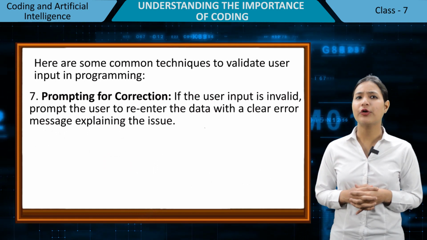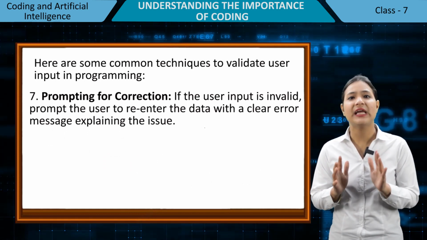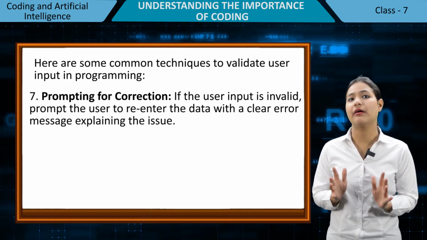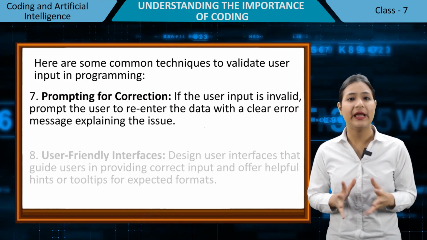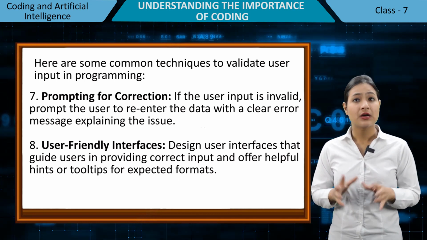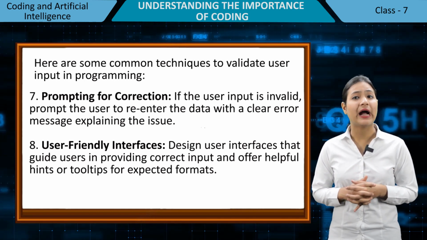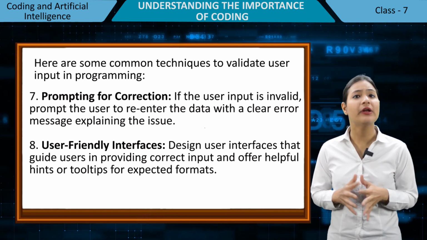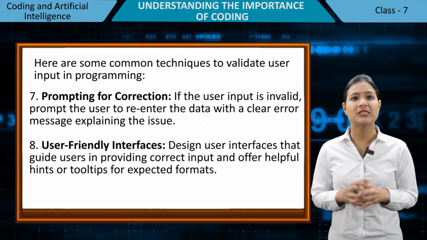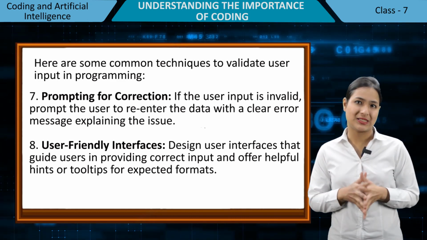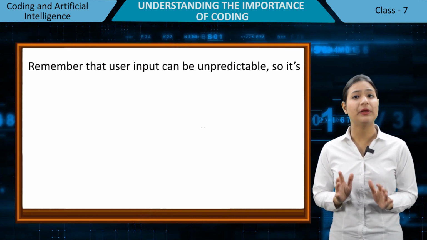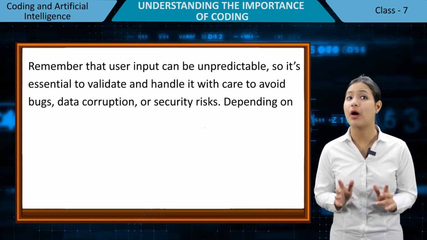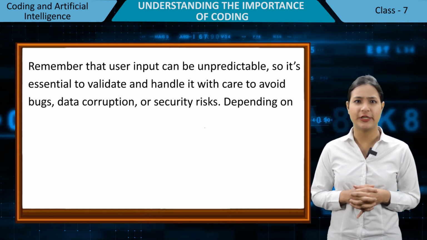Seventh, prompting for correction. If the user input is invalid, prompt the user to re-enter the data with a clear error message explaining the issue. Eighth, user-friendly interfaces. Design user interfaces that guide users in providing correct input and offer helpful hints or tooltips for expected formats. Remember that user input can be unpredictable, so it's essential to validate and handle it with care to avoid bugs, data corruption, or security risks.